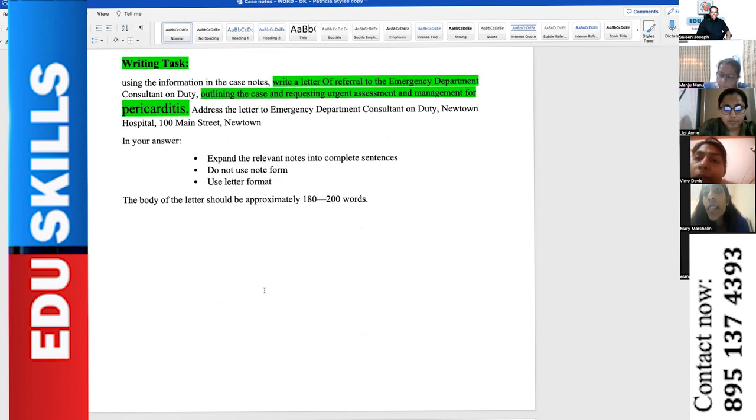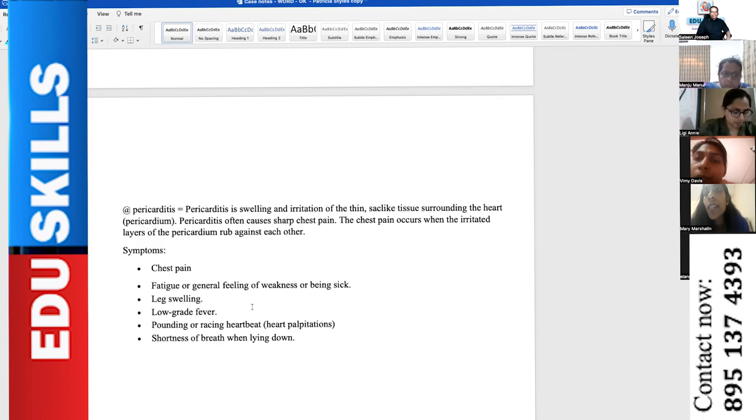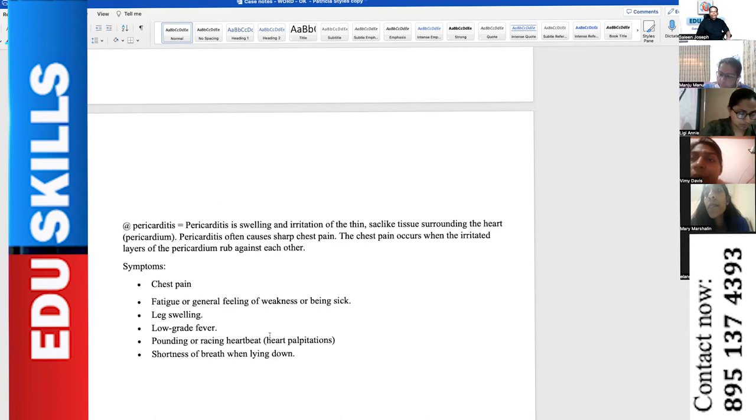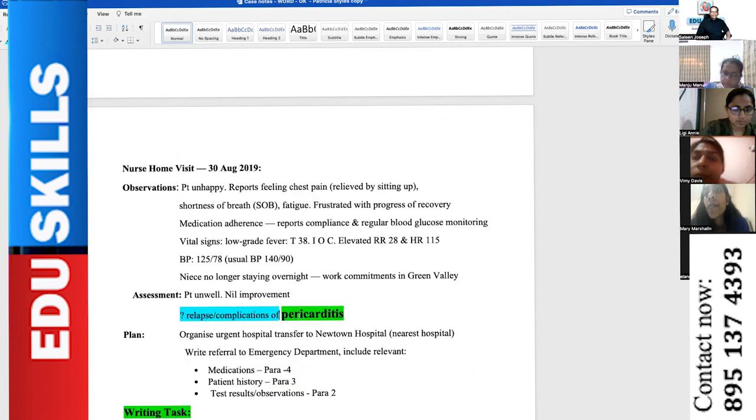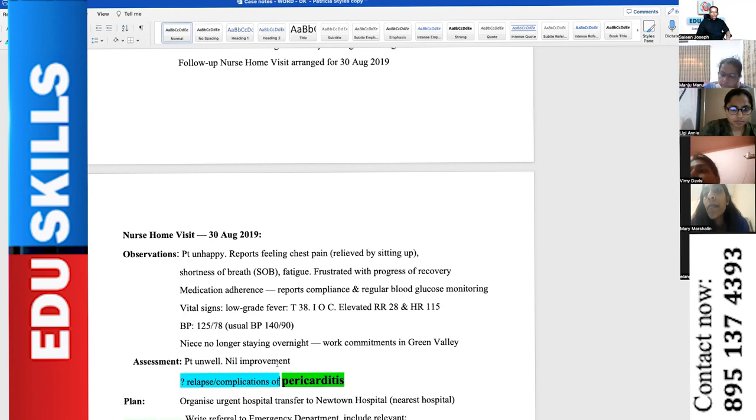What are the symptoms? As I already said: chest pain, fatigue, a general feeling of weakness or being sick, leg swelling, low-grade fever, pounding or racing heartbeat, palpitations, shortness of breath when lying down, and also connected medications. If you can identify, just tell me what is important. Under observations, do you have anything important?